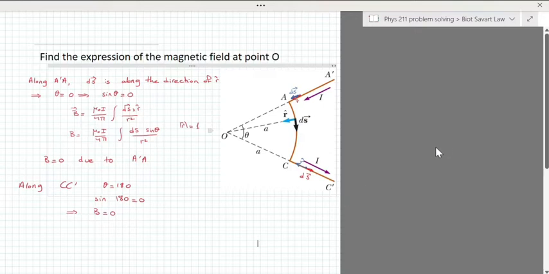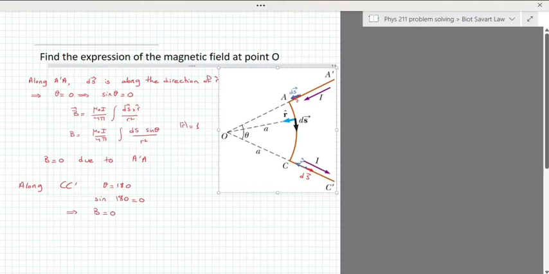We can see that ds is actually of the same direction as r for this section A prime A, and this will actually mean that ds cross r is going to be equal to 0 since the two vectors are along the same direction. For the magnitude of B, this is going to be ds sine theta with theta equal to 0, which will give me sine theta equal to 0. And thus B is equal to 0 due to A prime A because ds is along the direction of r.